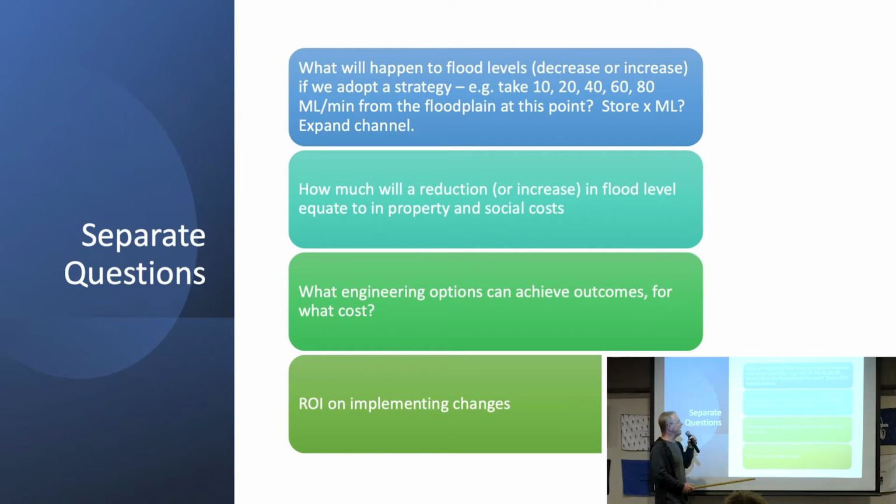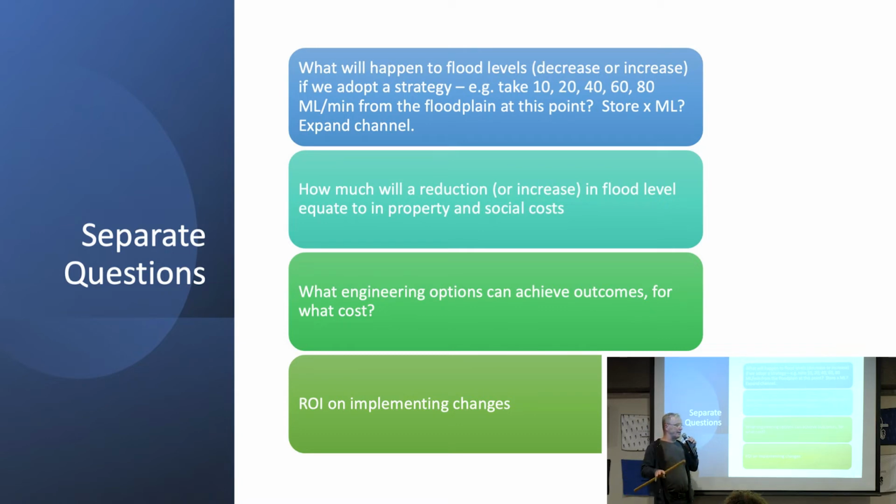If we then go on and look at what certain levels of reduction in the flood levels will have on the community. So how many houses will be saved if we reduce floods by 0.5 metre? What's the social impact, what's the cost? Thirdly, once we've identified appropriate solutions or strategies, we look at engineering options to discuss how we can achieve those outcomes, and at what cost.